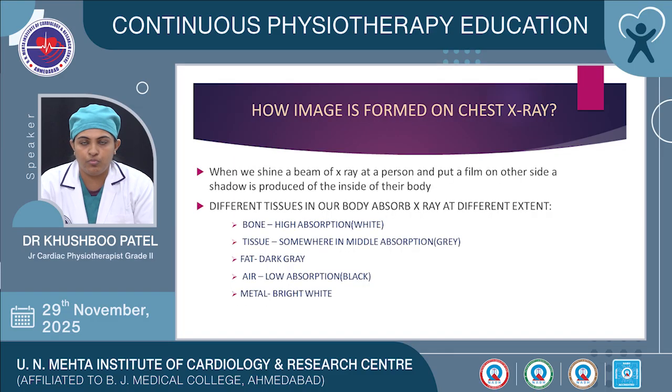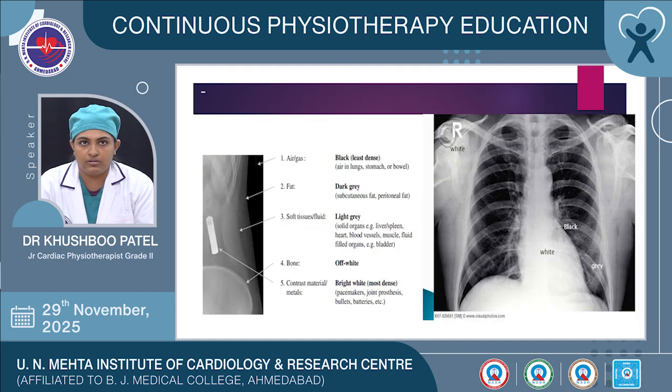How is the image produced on chest X-ray? When we shine a beam of X-ray at a person and put a film on the other side, a shadow is produced of the inside of their body. Different tissues in our body absorb X-rays to different extents. We can see in this picture, air is black, fat is dark grey, soft tissue is light grey, bone is off-white, and material and metals are bright white.